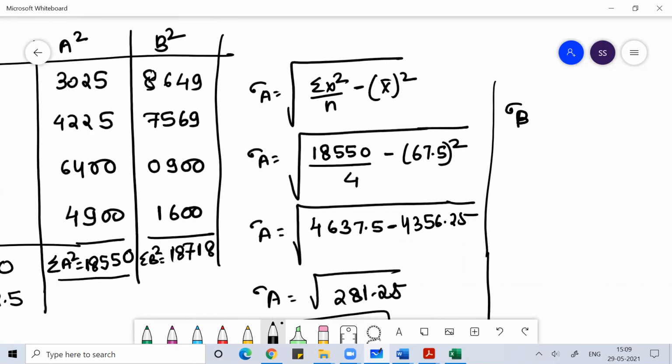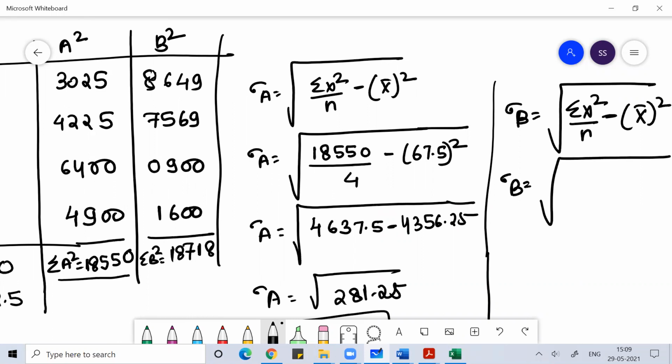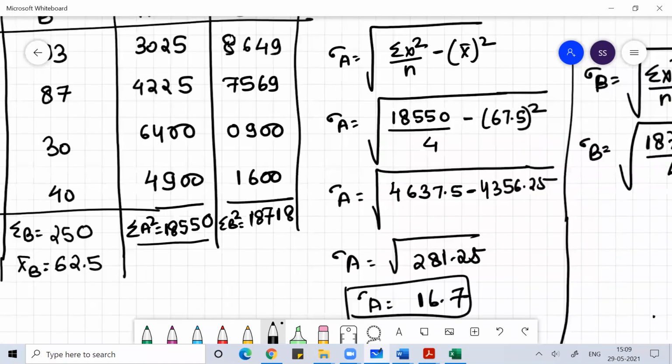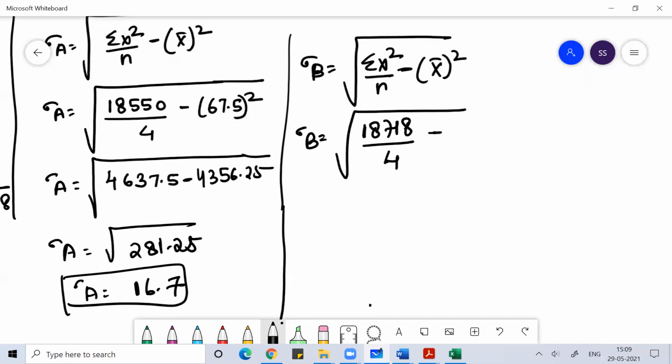standard deviation of B also, guys. That would be summation of x squared by n minus x bar squared. So standard deviation of B. So what is the square value? That is 18718 divided by n. N is 4 minus x bar is 62.5 minus x bar, 62.5 squared.